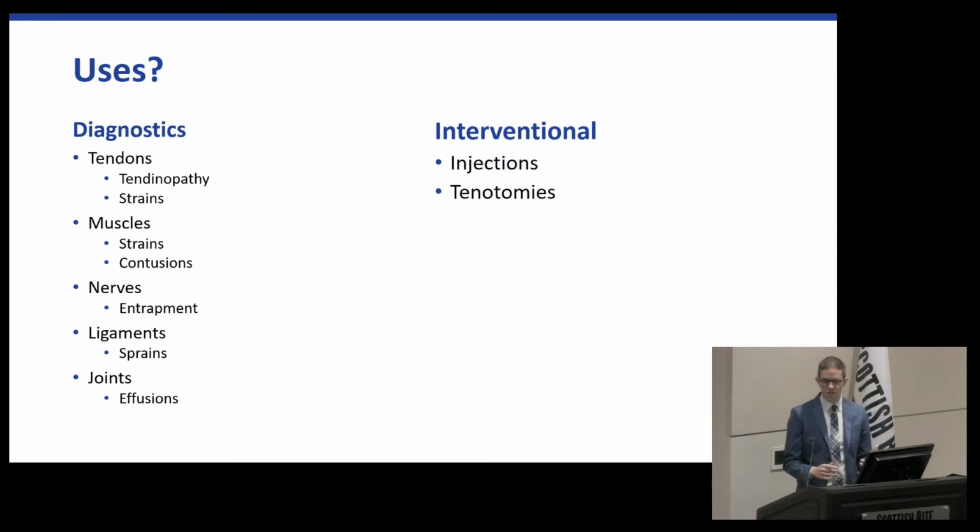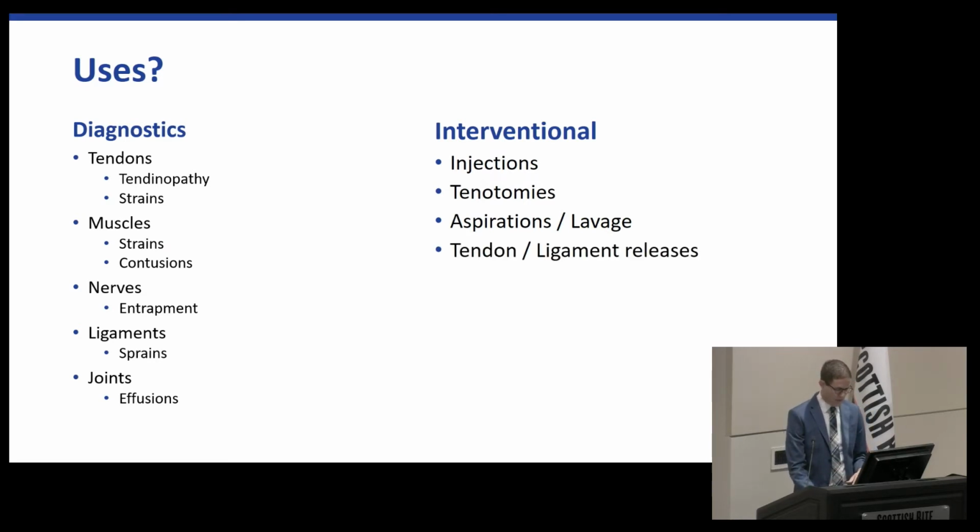Something else called a tenotomy. So for a tendon, if you want to do a little procedure to that, you can use the ultrasound to make sure you're getting to the sick area of the tendon or the area where it's injured. Also, if you want to aspirate or lavage a particular area, ultrasound can help with that. And on rare occasions, if you ever want to release a tendon or ligament, ultrasound can be used for that as well. And then also biopsies.